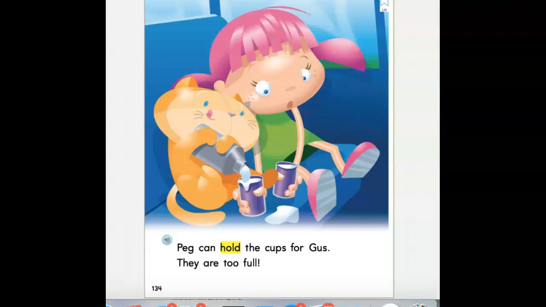Peg can hold the cups for Gus. They are too full. So what is Peg doing? Peg is holding the cups for Gus. What do you think Gus is putting into the cups? It looks like Gus is putting milk into the cup.